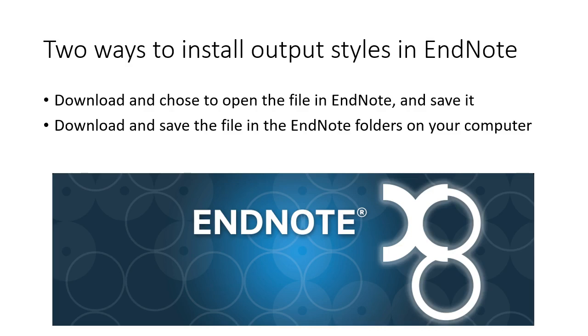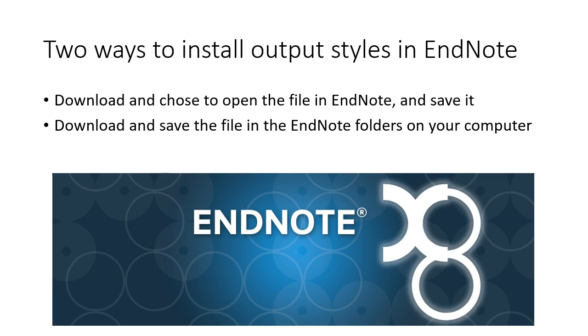In this video, I will show you how to install output styles in EndNote. This can be done in two different ways. The first one is to download and choose to open a file in EndNote and then saving it. This is generally the best way, but if that doesn't work, you can also download and save the file directly in the EndNote folders on your computer.